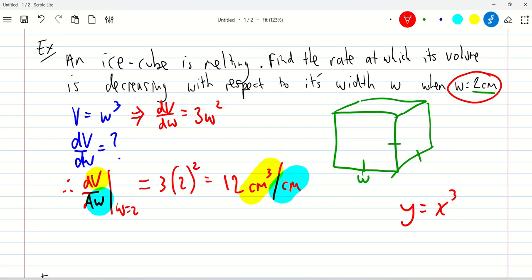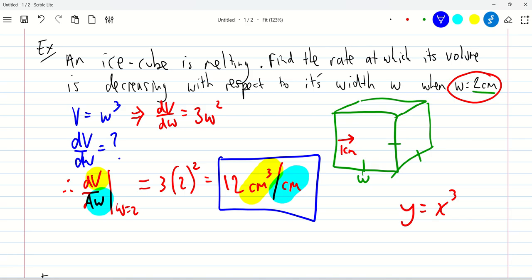It looks a bit strange, but the rate at which the volume is changing with respect to its width is 12 centimeters cubed per centimeter. So every centimeter that the width changes, the volume is going to decrease by 12 centimeters cubed. I hope that makes sense to give you an idea: as the width decreases, every time it drops down 1 centimeter, the volume drops down 12 centimeters cubed. Hopefully you start to interpret what these rates mean in terms of the question.